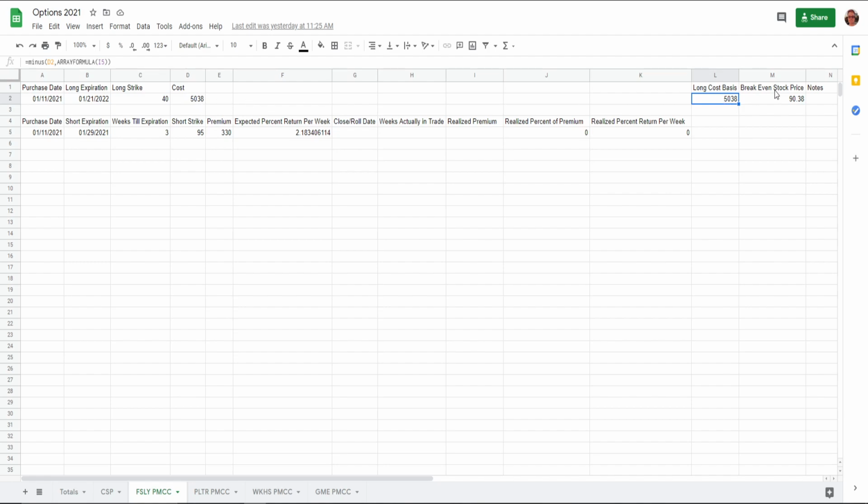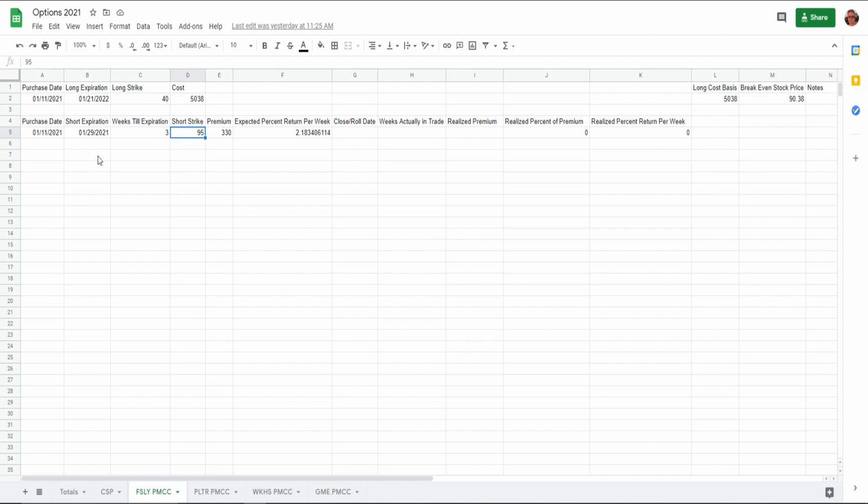So I want to keep track of my long cost basis, and I also want to keep track of my break even stock price. Because if my break even stock price is $90, I don't want to sell a short position against this for less than 90 bucks, because then if my short call gets assigned and it has to use my long call as collateral and it's below 90 bucks, I'm losing money on the trade. So that's why I have it just a little bit above, just so I can collect really good premium without actually selling at a loss or getting assigned at a loss.